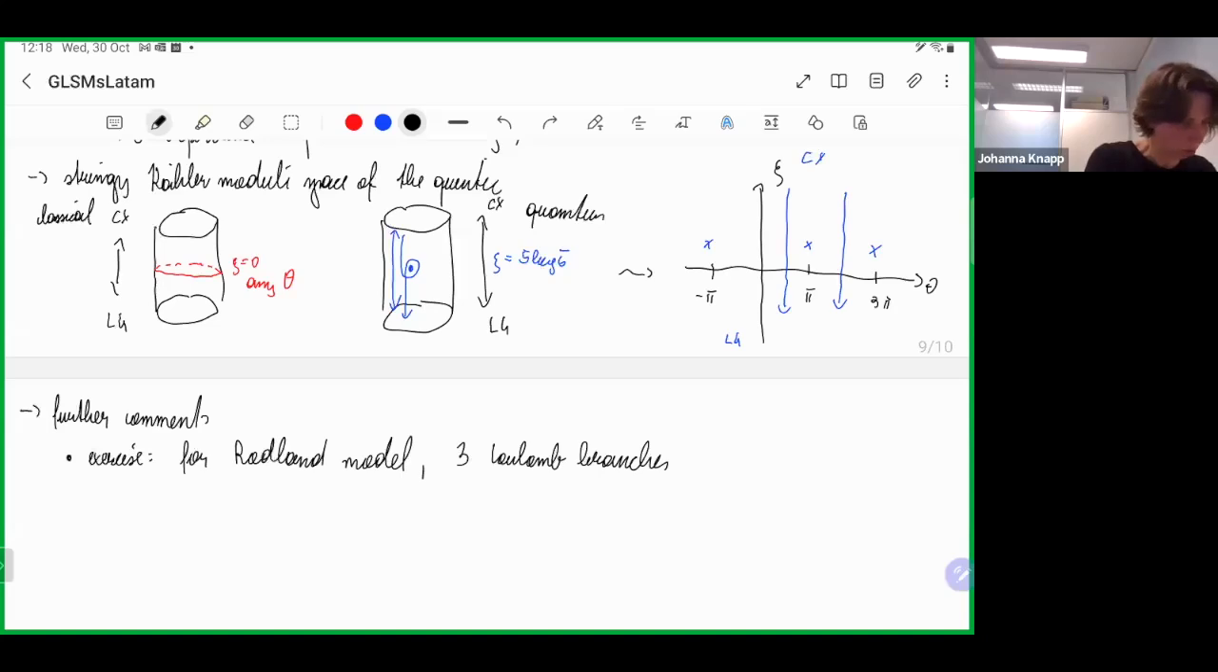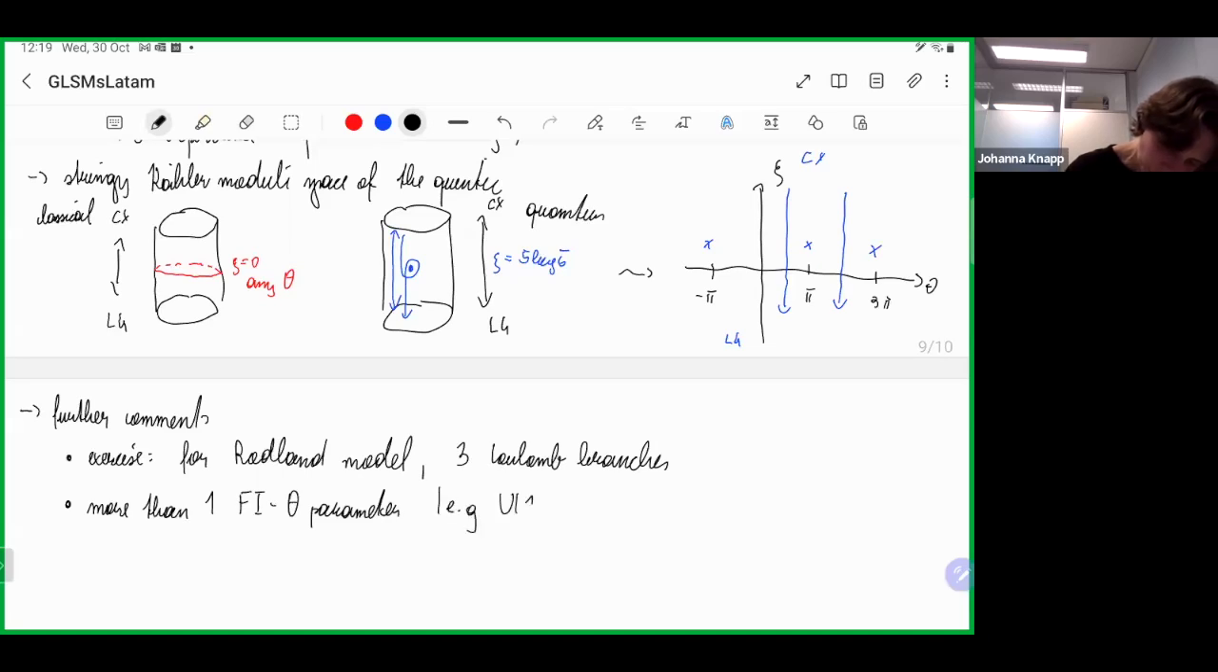Further comments, and I have to switch to somewhere else in my notes because this is something I added compared to previous iterations of these lectures. So if you have more than one Fi theta parameter, for example, there is an exercise, a concrete example in the lecture notes, U1 times U1, where you have two Fi parameters, there is also something called mixed branches.